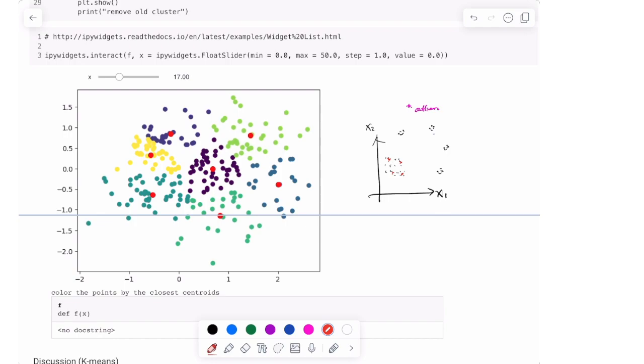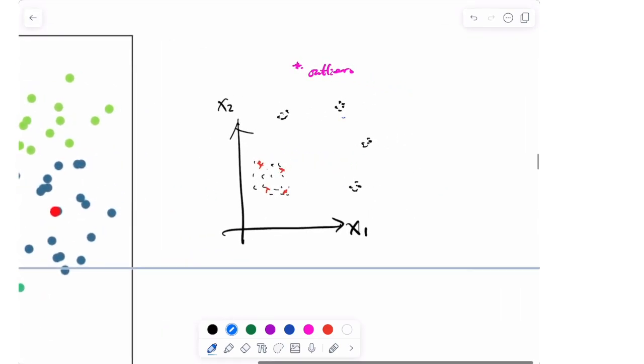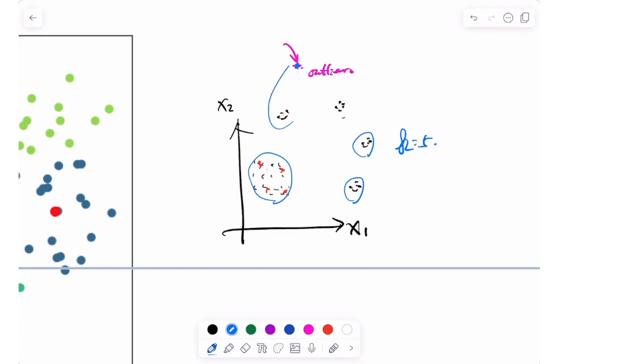And there are some other shortcomings of K-means. For example, here is the cluster data, right? And if there is an outlier right here, and visually you can cluster them into 5 different clusters, right? But if there is a single outlier right here, and you choose K equals 5, that will be 1, 2, 3, 4, 5.